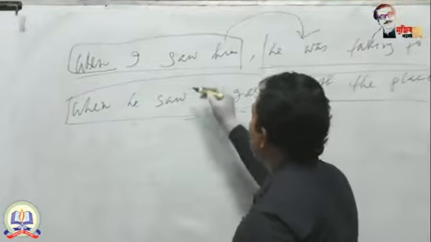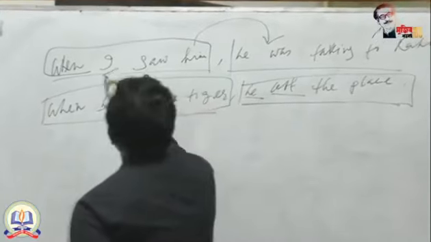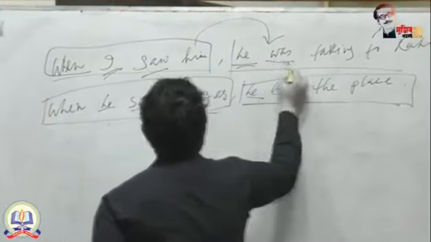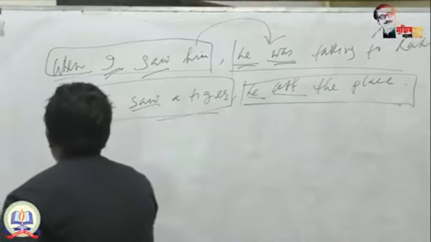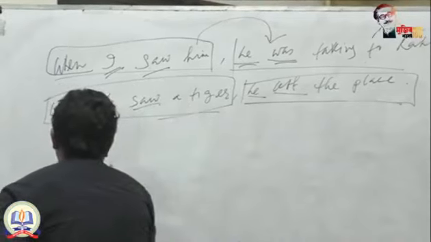If I ask you to make a simple sentence from this sentence, what will you do? Here you are getting two subjects and two finite verbs. You have to transform it into one subject and one finite verb.